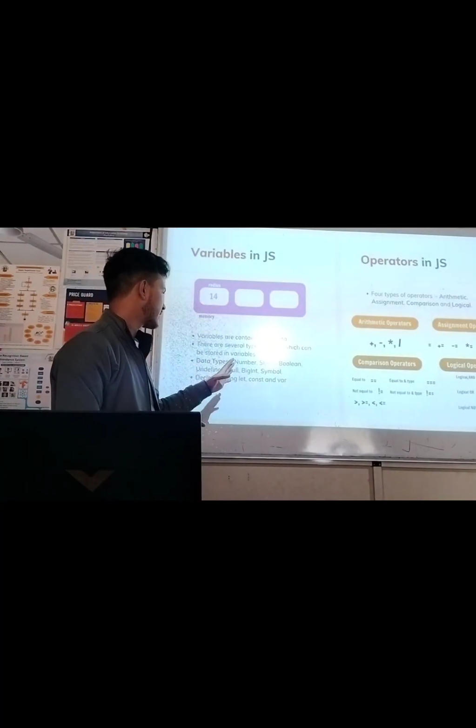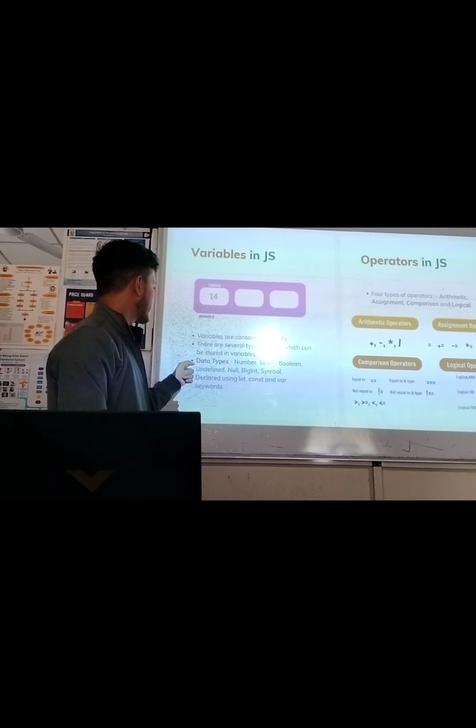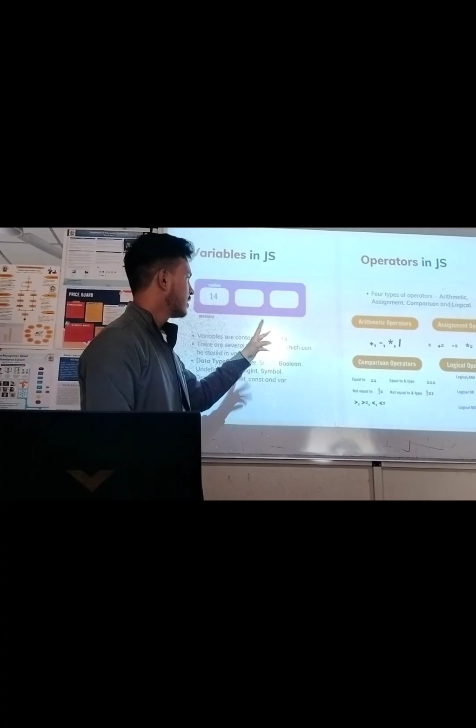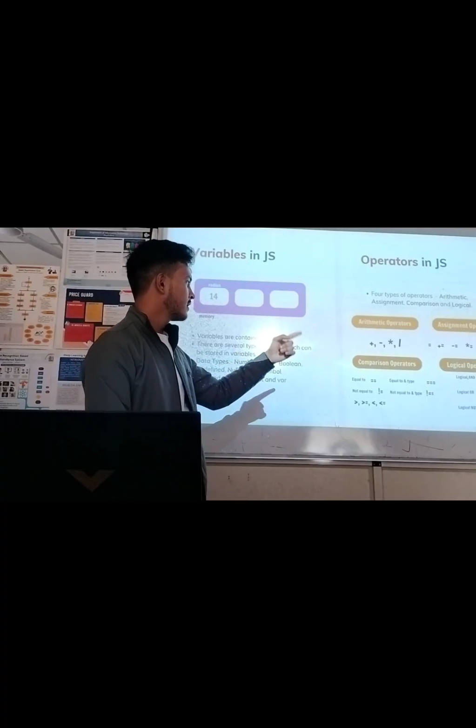There are 7 data types in JavaScript, that is number, string, boolean, undefined, null, BigInt, and symbol. Now here are operators in JavaScript. There are 4 types of operators: arithmetic operators, assignment operators, comparison operators, and logical operators.